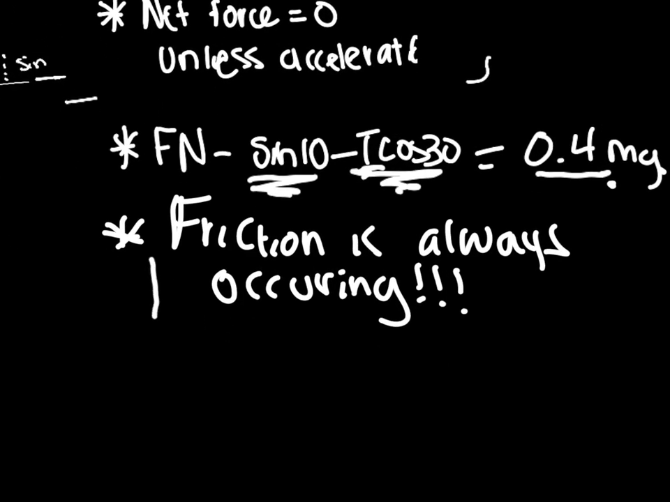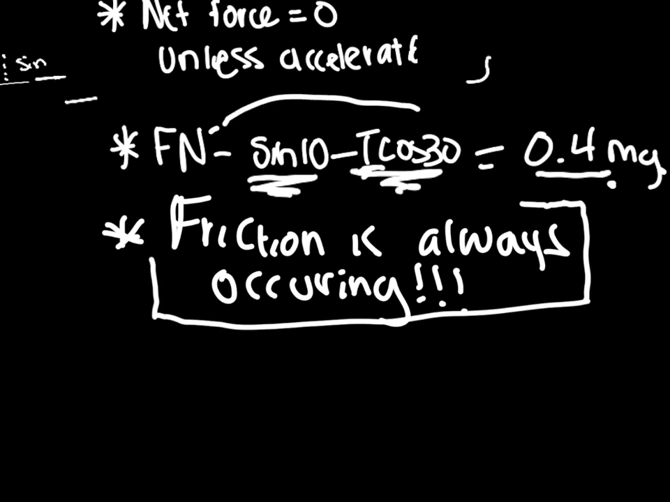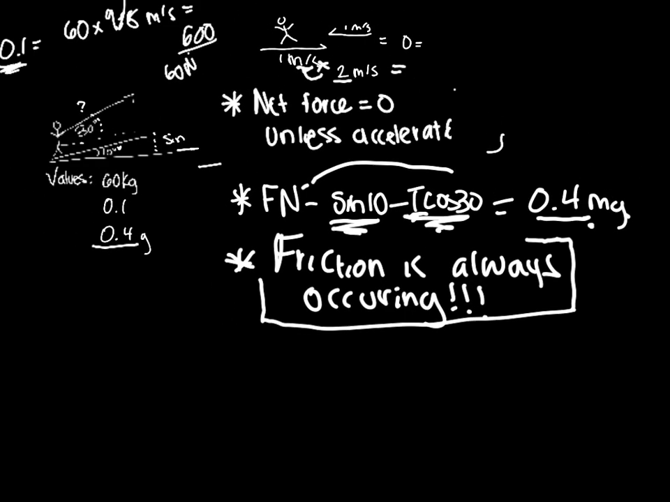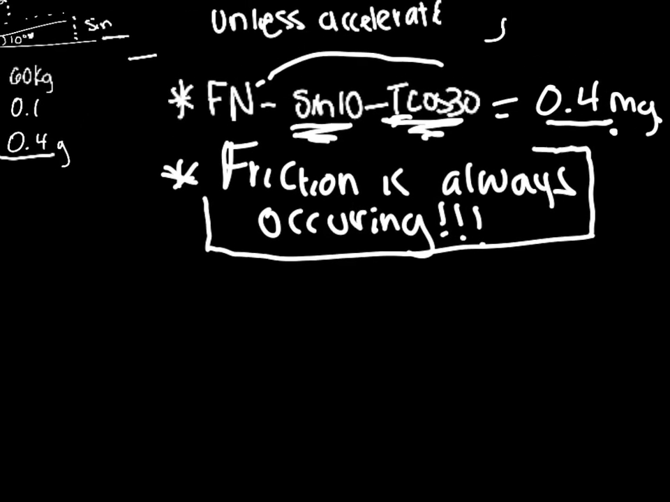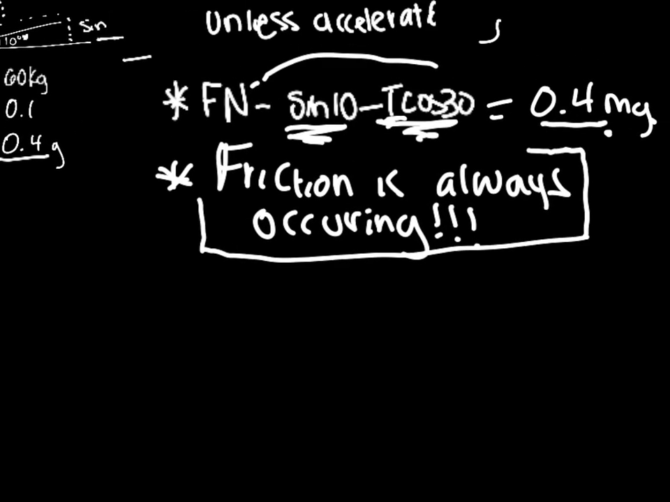So now, all we have to do is look at this. This is the most important part of this. Friction is always occurring. What do I mean by that? What I mean is that it's affecting everything. And if it's affecting everything, then you have to basically multiply this whole entire equation by friction, because it's affecting everything. So, I really hope that you got that. We're going to rewrite this equation. We're going to manipulate it in order to find T.